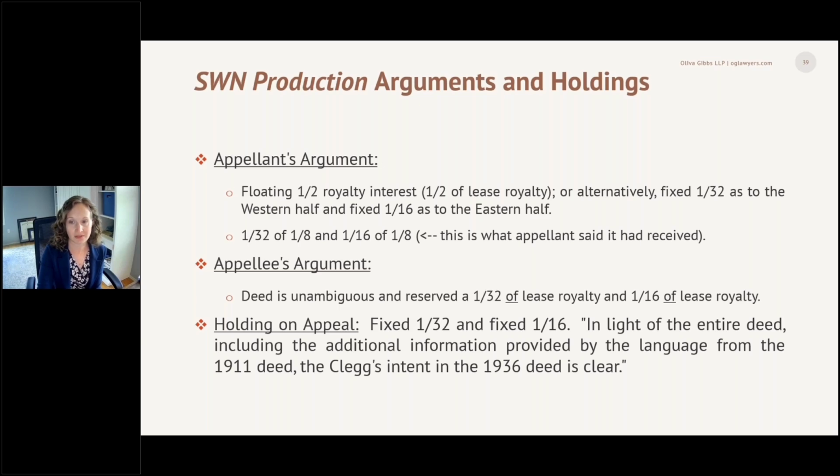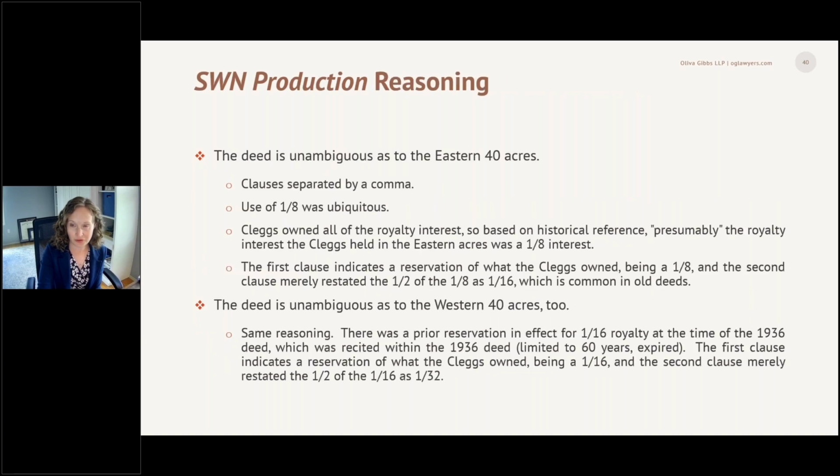And the 7th District said that the trial court got it wrong and agreed with appellant's alternative argument that the interest is a fixed 1/32nd and a 1/16th NPRI, not to be further reduced by the royalty provided in any lease. So how did the court come to that conclusion? First, it held that both deeds are unambiguous. There are two clauses separated by a comma.